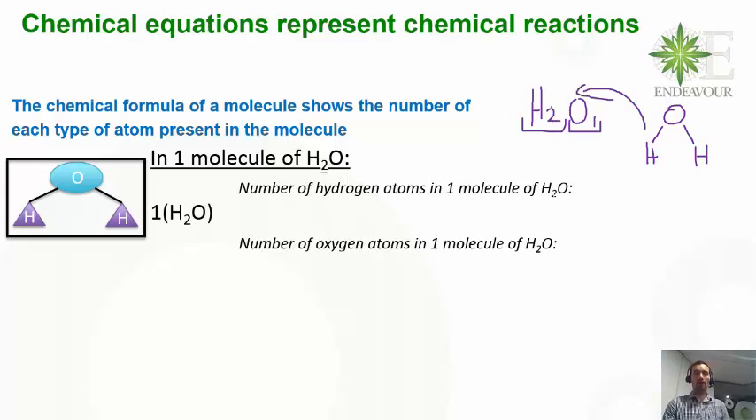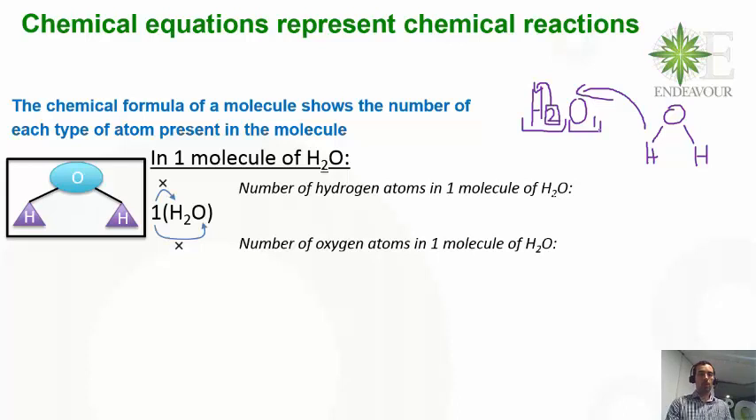So the number after the atom type, for example, this 2, corresponds to the atom type that it comes after. So the 2 tells us that we've got 2 hydrogens, and the lack of a number after the oxygen tells us that we've got 1 of those in each of those water molecules.